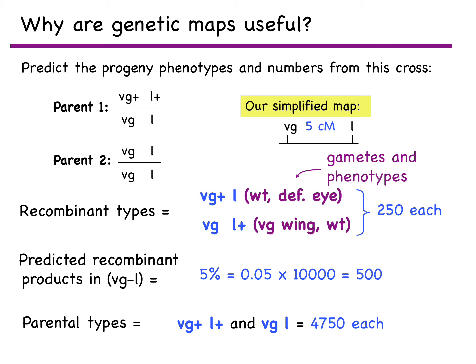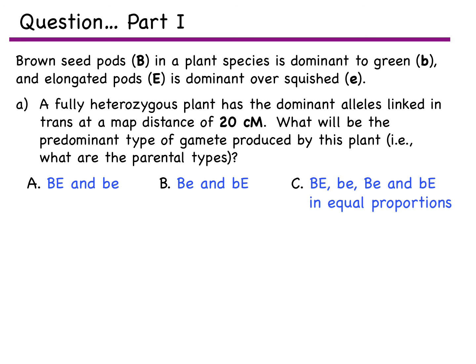Okay, so now we're going to go to a question here. I'll read the question. Brown seed pods, B, in a plant species is dominant to green, little b, and elongated pods, E, is dominant over squished, lowercase e. So the first part of the question is going to ask, a fully heterozygous plant has the dominant alleles linked in trans at a map distance of 20 centimorgans. What will be the predominant type of gamete produced by this plant? So this is basically asking, what are the parental types?